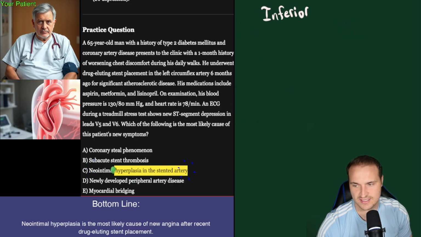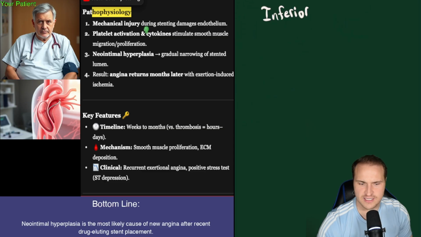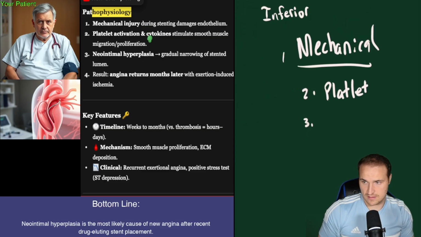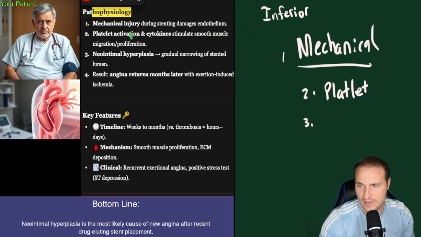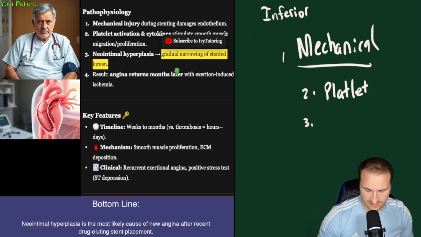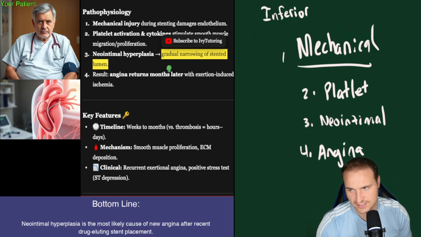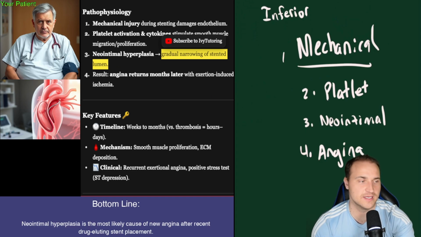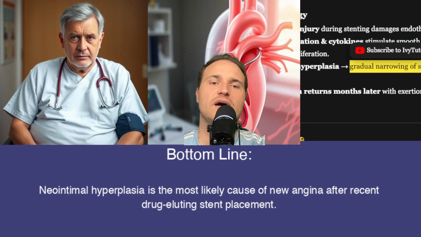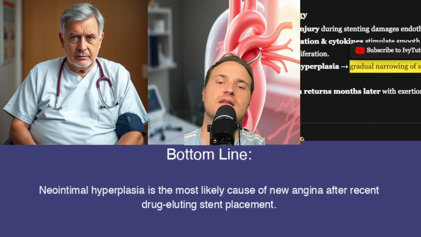Neointimal hyperplasia in the stented artery. So the pathophysiology is you have some sort of mechanical injury and cytokines, and then neointimal hyperplasia, the gradual narrowing of that stented area. And then months later, you get angina with exertion-induced ischemia, which is stable. Bottom line is neointimal hyperplasia is the most likely cause of new angina after recent drug-eluting stent placement.